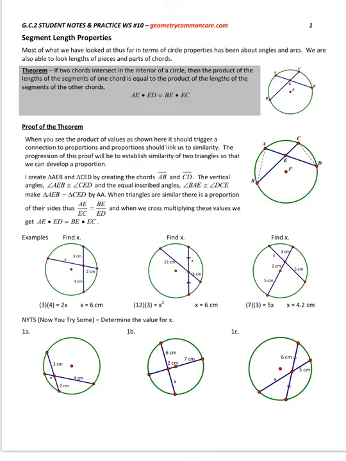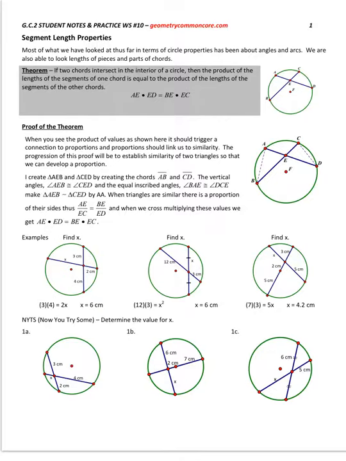All right, the objective of this video is to apply the segment length properties. We've done angle-arc relationships. We're going to go ahead and look at the segment relationships inside of a circle. So the first theorem says if we have two chords that intersect inside of a circle, the product of their parts is equal to each other.